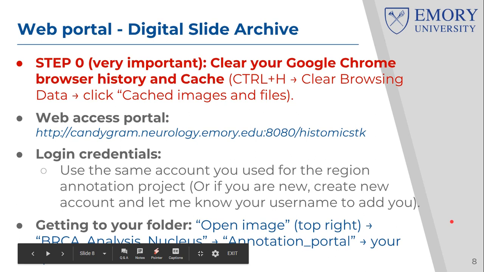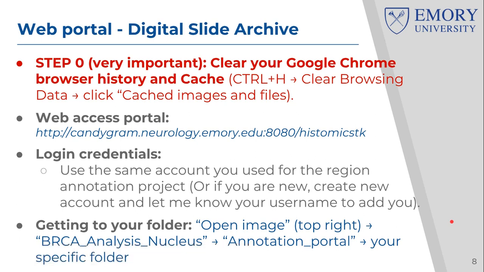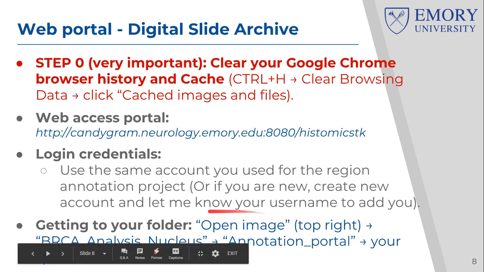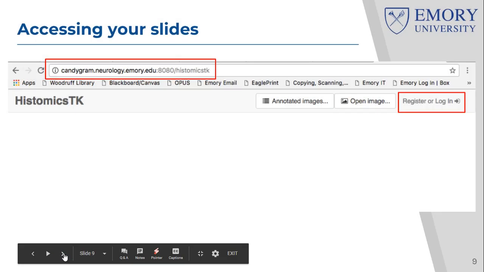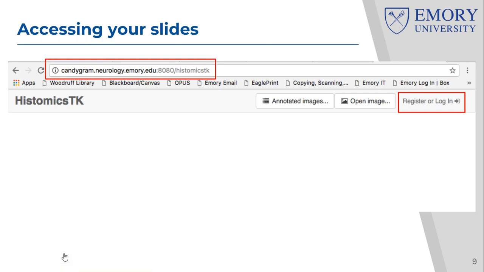And then you can open your folder. There's an icon called open image. Then you go to BRCA analysis nucleus, annotation portal, and then you pick your specific folder. I'm going to go through all of that, but for now, this is what you need to do. Again, this is the website that you need to go through to make the annotations.